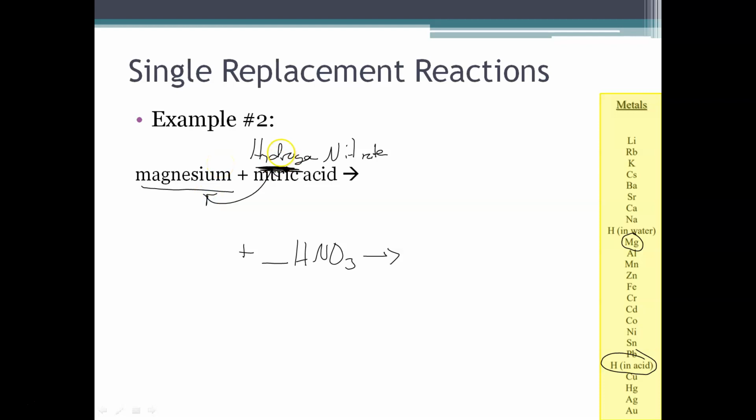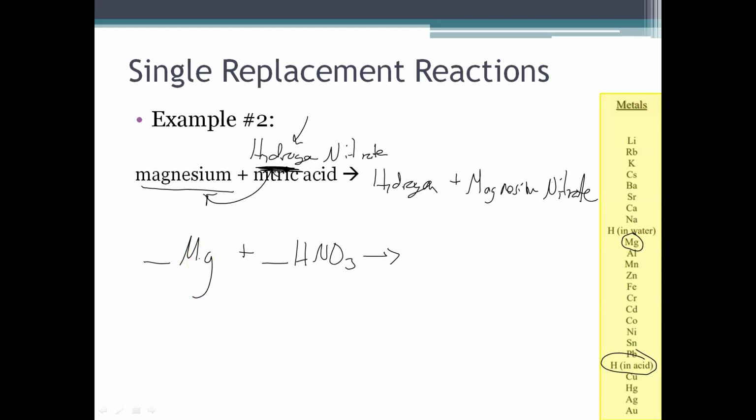So, hydrogen is being replaced with magnesium, so you're going to end up with hydrogen by itself. And then what's left? Students always give me weird answers like magnesium acid or weird things. Well, the hydrogen is being replaced with magnesium. Just move the magnesium over here to where the hydrogen is and rename it. So you have magnesium nitrate. Okay, you're done. So let's go through and write the formulas in balance.